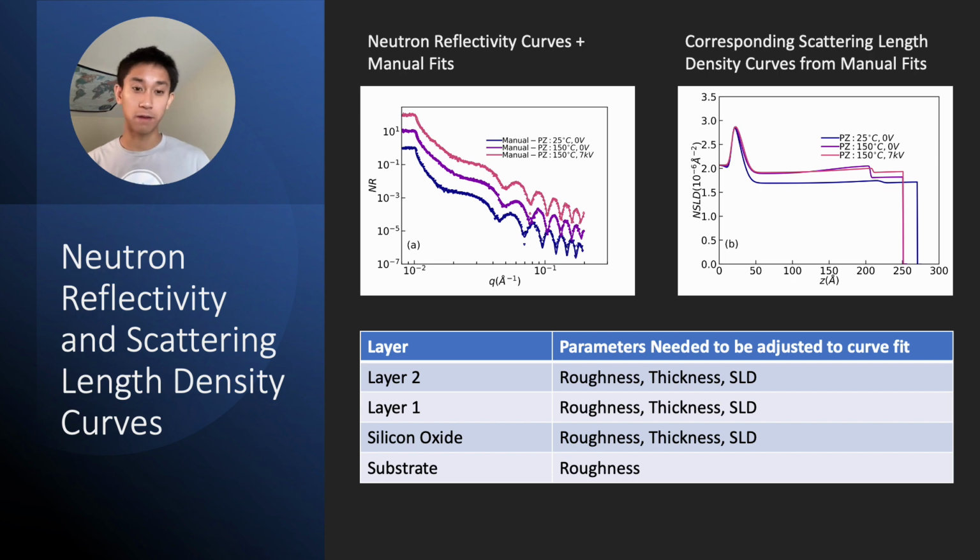First, I'd like to give a little bit of background on neutron reflectivity and scattering length density curves. On the top left corner, we have three neutron reflectivity curves, and our goal is to use that information to get the top right picture, which contains three scattering length density curves. This generally takes a very long time because we have to modify the roughness, thickness, and scattering length density of the two copolymer layers and the silicon oxide layer, as well as the roughness of the substrate. So even for just a two-layer system, we have to modify 10 different parameters just to fit one curve, which takes a very long time.